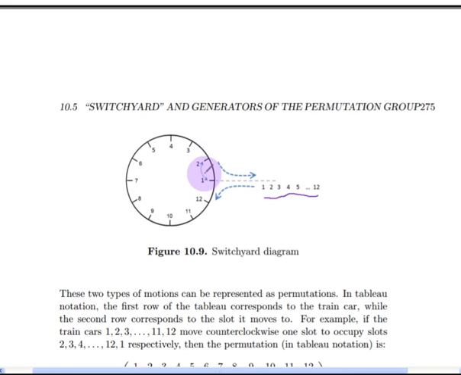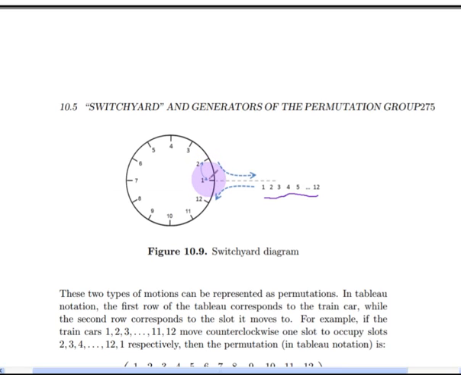Now suppose I wanted to switch cars 4 and 5. What I could do is move the train around until 4 and 5 occupy these two places, and then switch these two cars there. Suppose then I wanted to switch cars 8 and 9. Well, then I'd move the train around again until 8 and 9 occupy these two places, and then I'd switch.